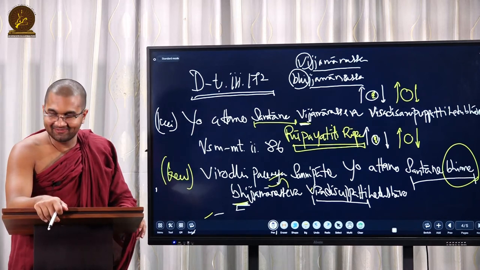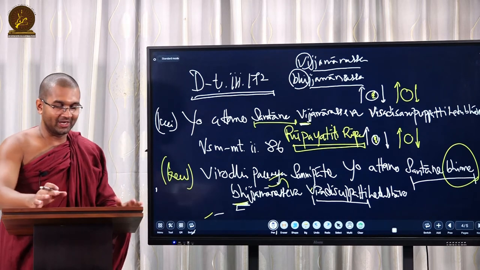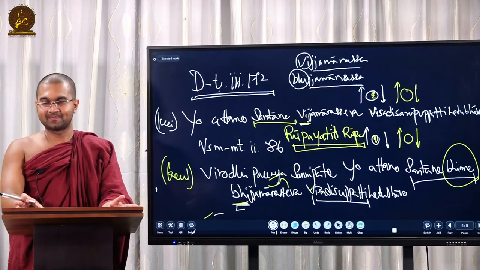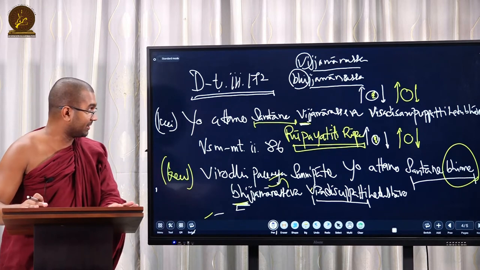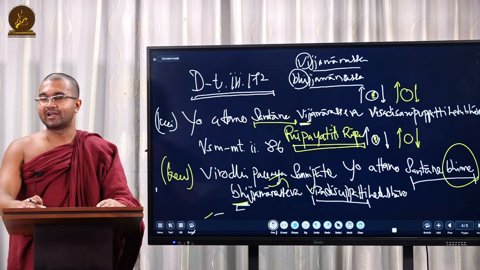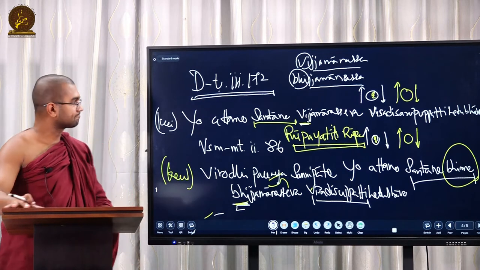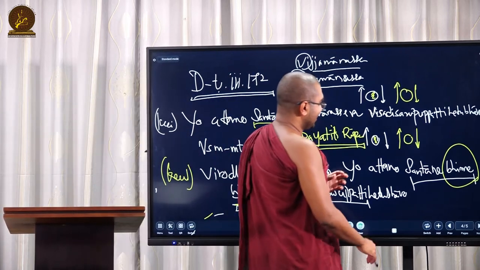Yes, that was the initial idea that we normally get. But if you look into the structure of the two sentences, the two paragraphs, they are identical, so they were explaining something very similar. And we also need to keep in mind that according to the tradition, the same author, Dhammapala, wrote both the Mahatika and the Digha Nikaya Tika.